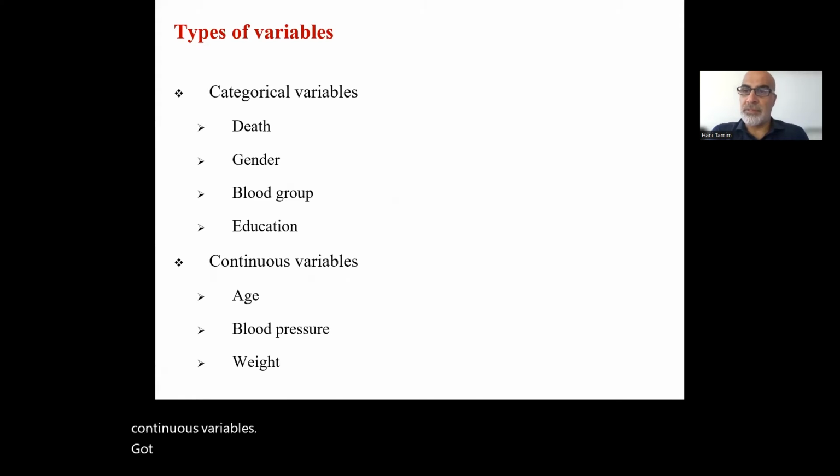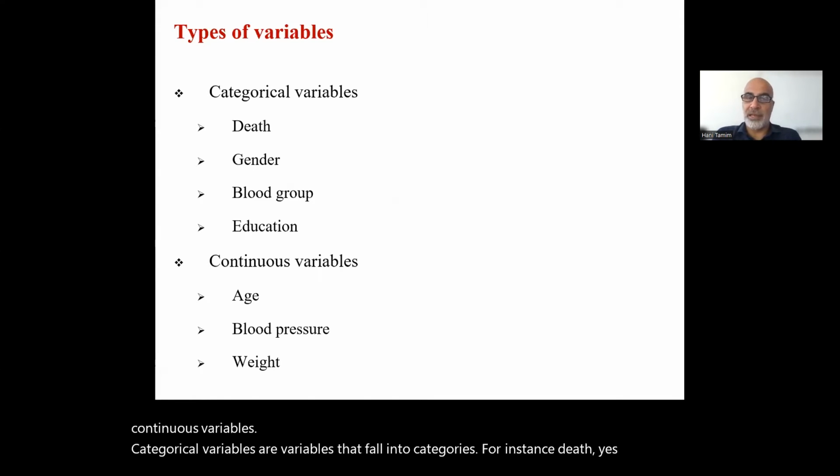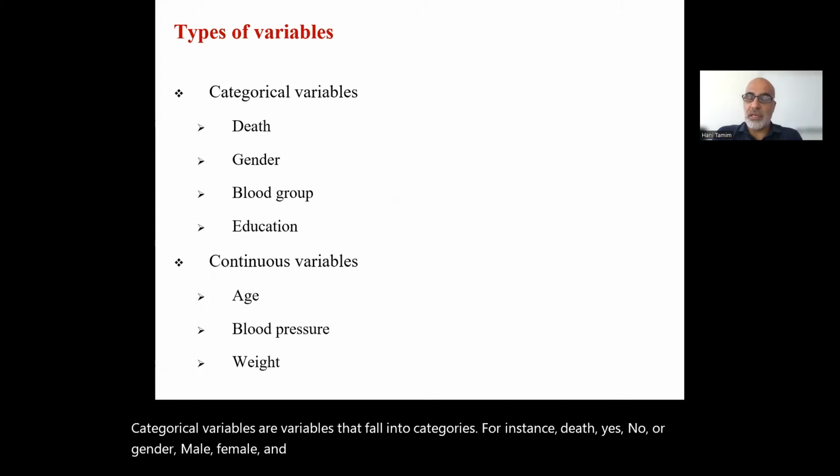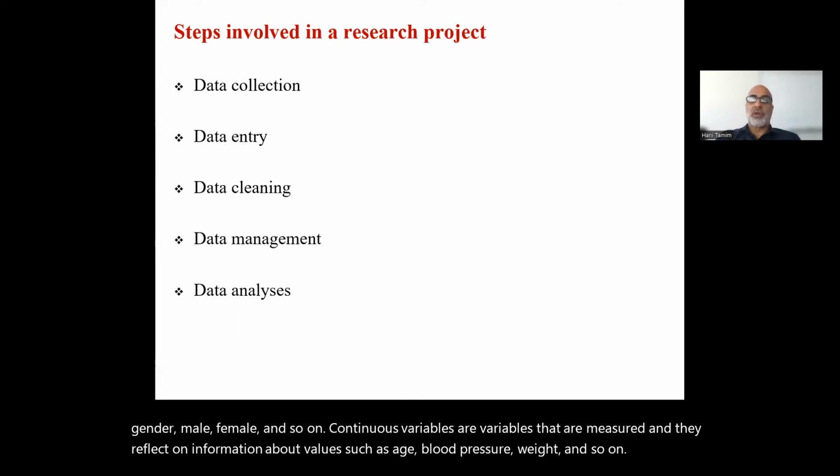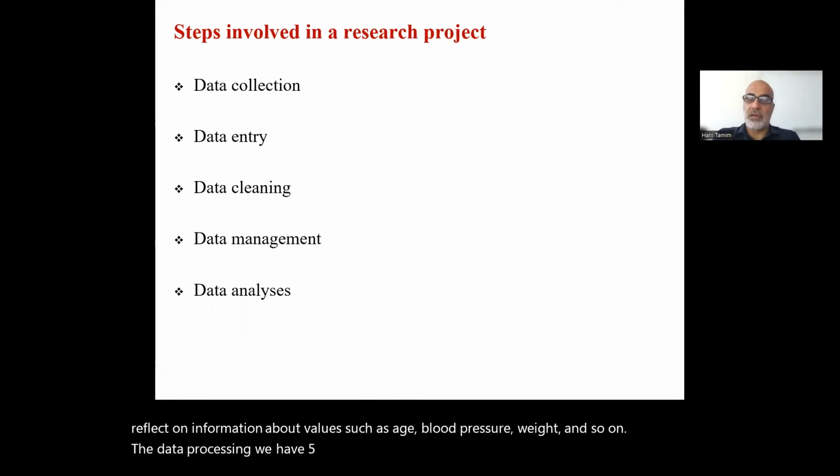Categorical variables are variables that fall into categories, for instance, death, yes, no, or gender, male, female, and so on. Continuous variables are variables that are measured and they reflect information about values, such as age, blood pressure, weight, and so on. The data processing, we have 5 steps that we do.